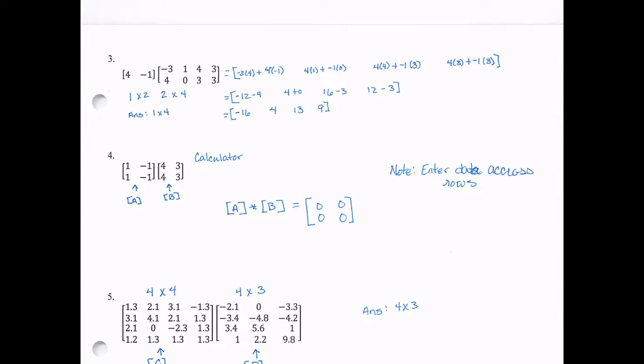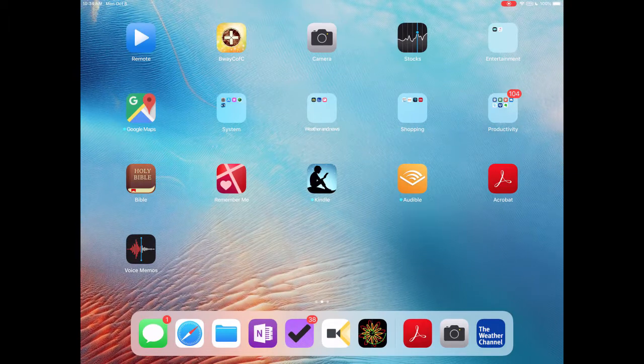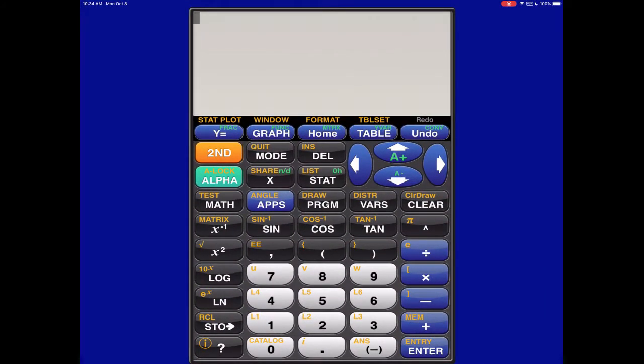Okay? So now I'm going to jump over to the calculator app, and I'm going to show you how to enter 4 and then 5 in them. I'm going to show you the rest on how to do on the calculator. So let's not freak out and scroll down the page. It just all of a sudden switched. All right. So to enter a matrix into your calculator, your calculator is going to look like this.